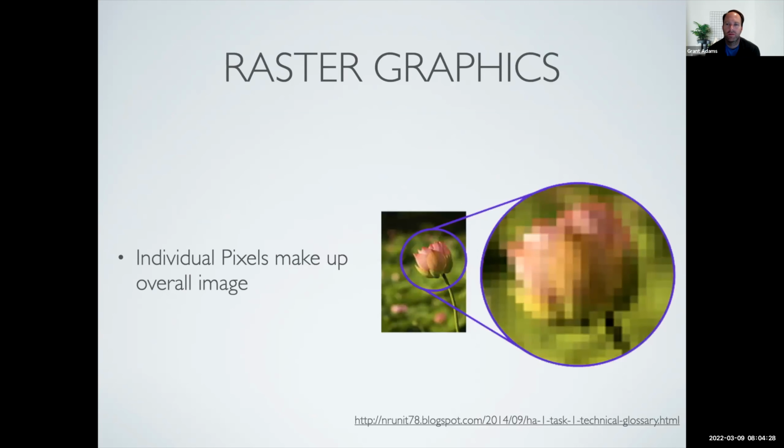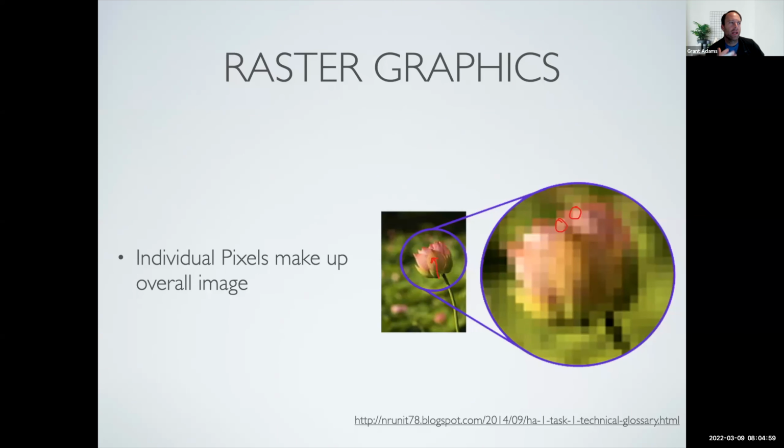Raster graphics, so think Photoshop here, are an image that's made up of individual little pixels. So little dots of color. Actually, they're little squares of color. And those little squares are assigned a particular color. And when you put them all together, you end up with a beautiful image. So as we zoom in here on the right, you can actually see the enlargement here. Each of those little pixels represents one of the colors on this flower.